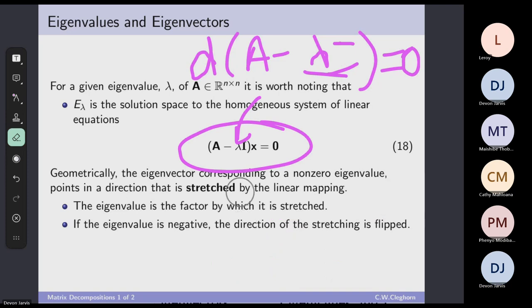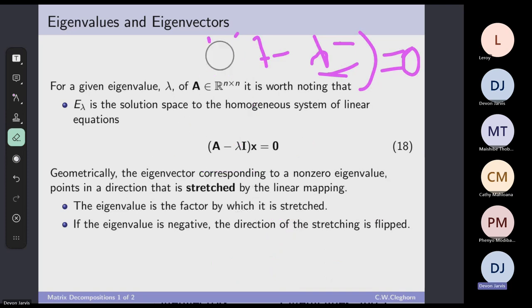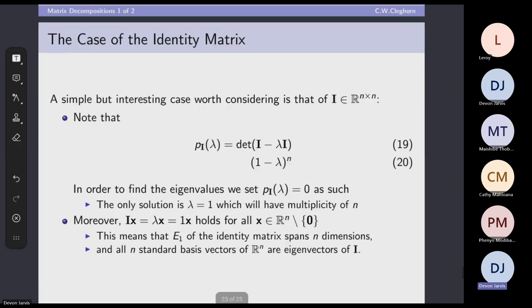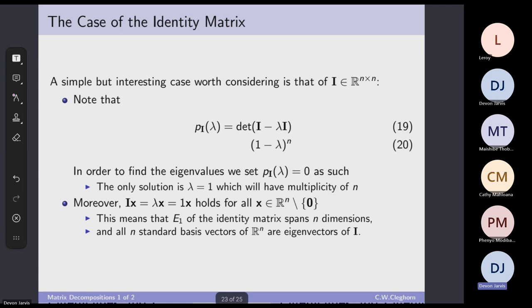Cool. How many of those lambdas have the same value is then algebraic multiplicity. And then if you have a negative lambda or a negative determinant, all you've done is flip your axis. And so you can look at the case of the identity matrix.